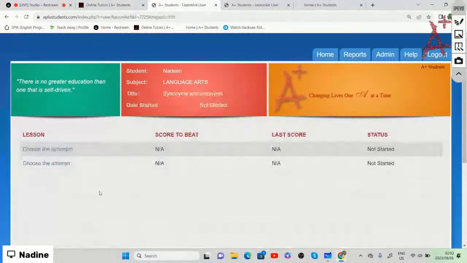In today's lesson, we are going to focus on choose the synonym and choose the antonym. So let's go to the first one, which is choose the synonym.